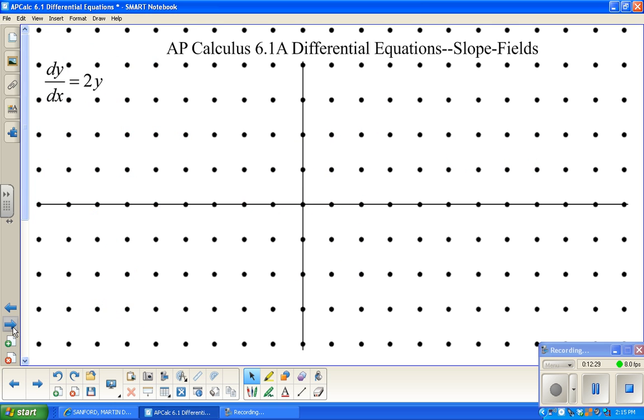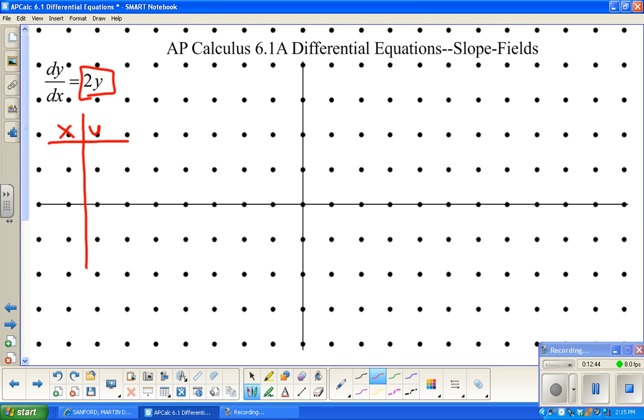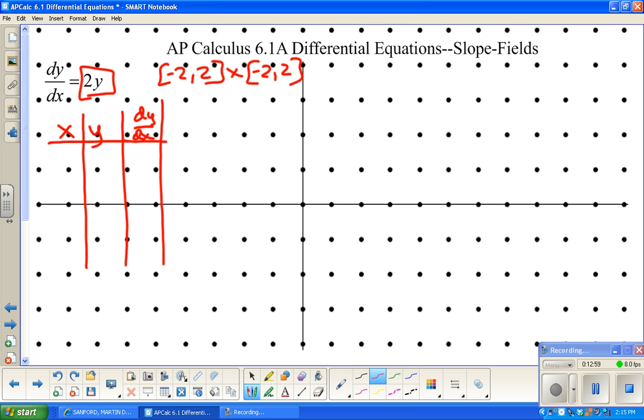Okay, so it looks really similar to the last example we did. Really the only difference is this one's about y. Okay, so I'm going to go ahead and start out with a little table again, just to make sure we're clear as to what's going on, and then we'll speed it up. And again, I'm just going to work between -2 and 2, both in the x direction and y direction.